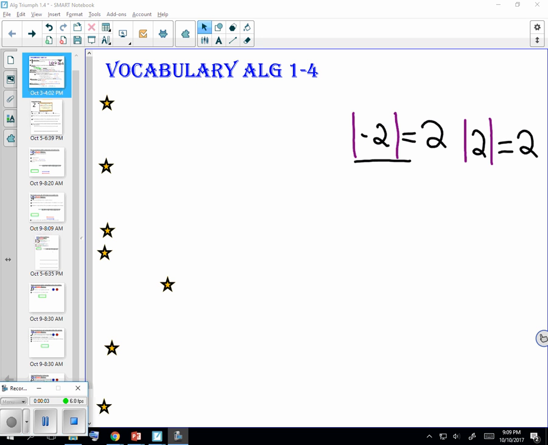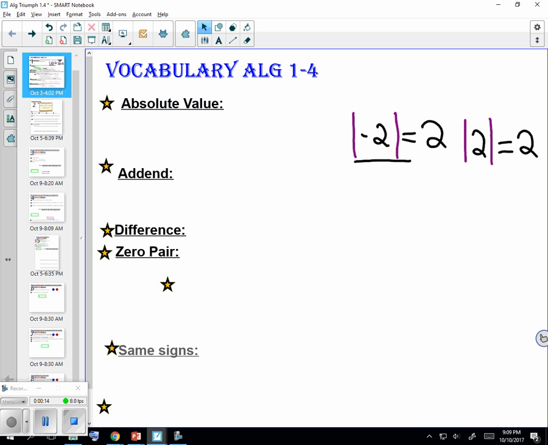Algebra Triumphs, Chapter 1.4, Vocabulary. Today's vocabulary: absolute value, addend, difference, zero pair, same sign, and different signs.